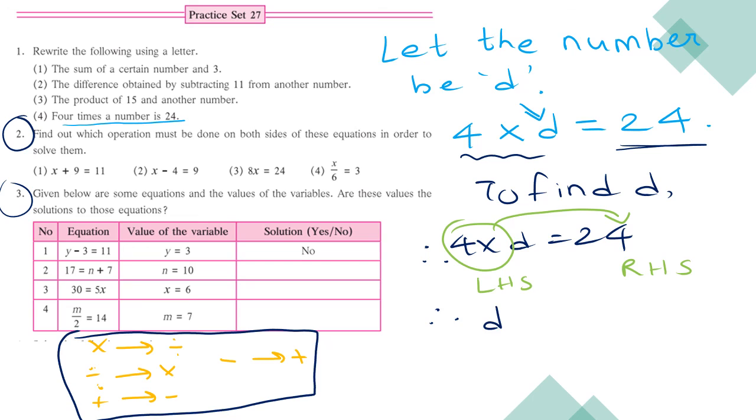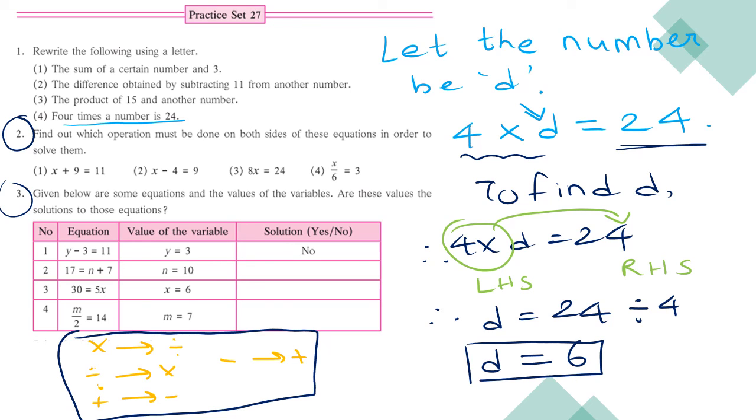Okay, so D, you can write it to be 24 divided by 4. This was in multiplication. We sent it to the right hand side and it got divided. And now you know 24 divided by 4 is 6. So D is 6. This was not asked in the question. We just did it.